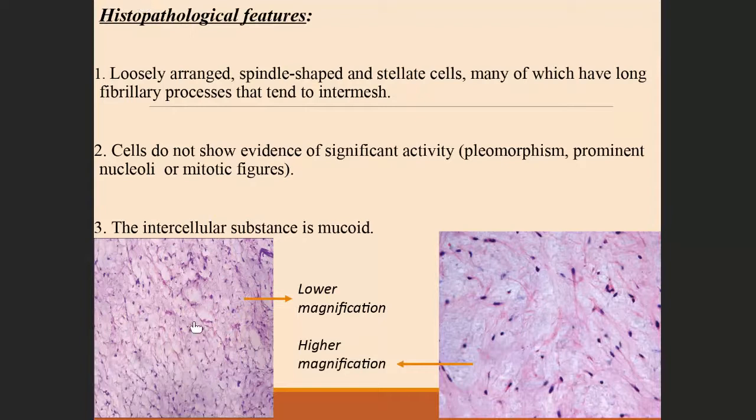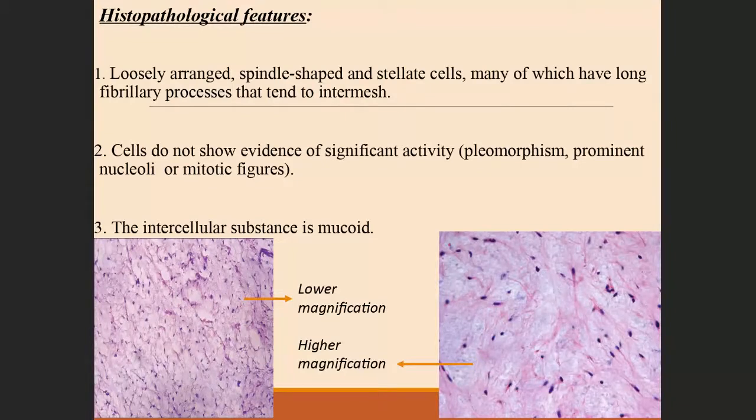So in myxomas, you can see loosely arranged, star shaped, spindle shaped or stellate shaped cells. These cells have elongated or fibrillar processes, and the processes look like they are intermeshing or intermingling. These cells are all normal, and you don't find any dysplastic features. We don't see any difference in size or shape. There is no pleomorphism, no hyperchromasia, no prominent nucleoli or mitotic figures. Very important in this tumor is the matrix surrounding the cells. This intercellular area is highly mucoid. That's why you find that gelatinous consistency.